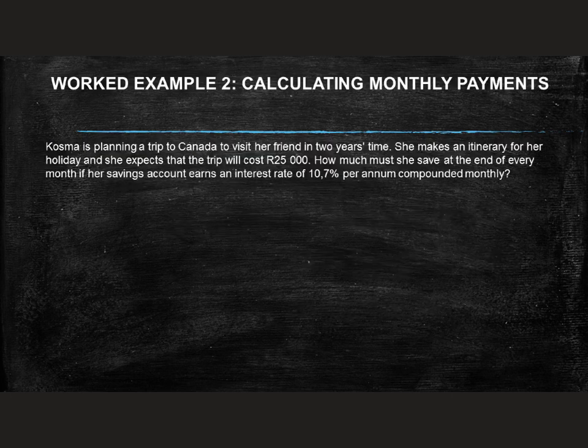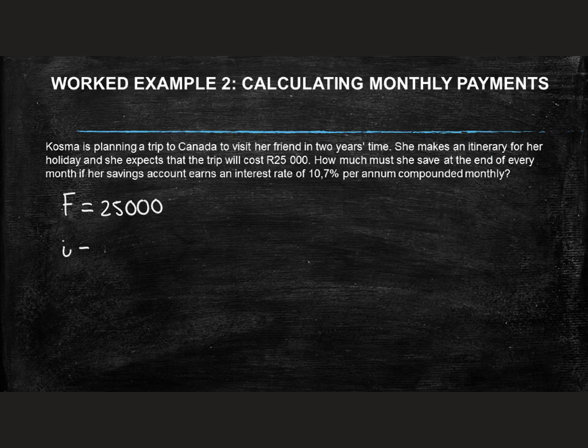Let's look at this worked example. Cosma is planning a trip to Canada to visit her friend in 2 years' time. She makes an itinerary for herself and she expects the cost will be 25,000 Rand. How much must she save at the end of every month if her savings account earns interest at 10.7% per annum? So we know the final value in this case is 25,000.